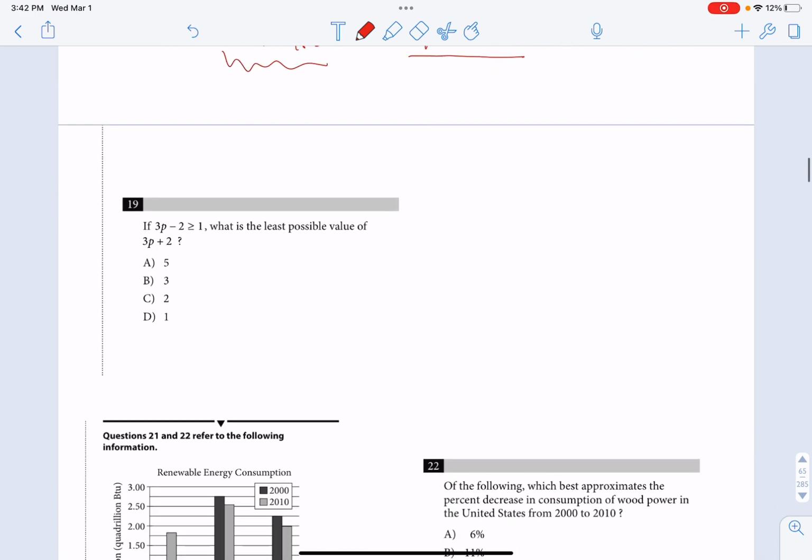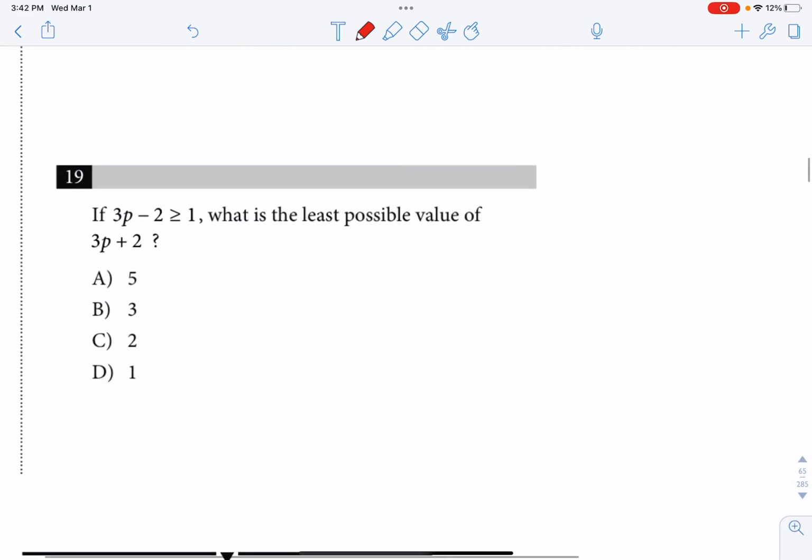And then, 3p minus 2 is greater than or equal to 1. What is the least possible value of 3p plus 2? Look at how I do it. I will try to make an expression of 3p plus 2 because they want to know the least possible value of 3p plus 2 out of the given inequality.